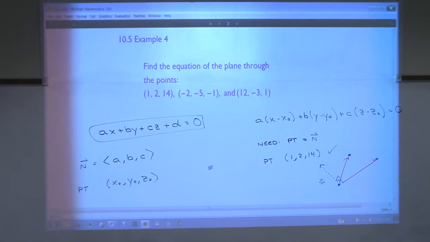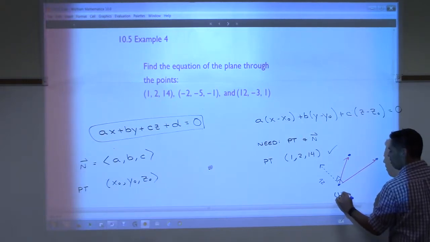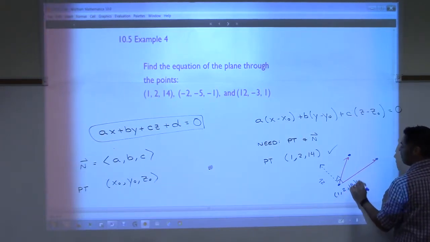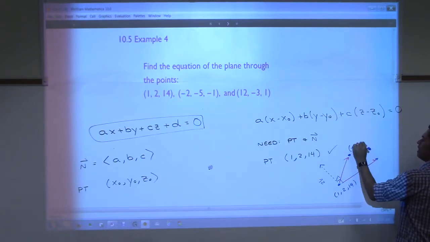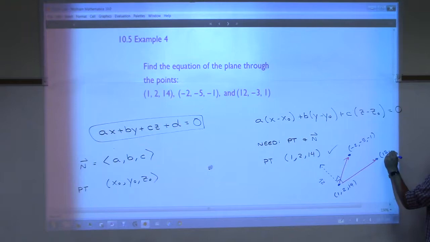All right, so let's figure out how we're going to get these vectors. We've done this already, haven't we? Yeah. So we just label the points, and it doesn't matter how you label them. So I'm going to just label this one (1, 2, 14). Label this one (-2, -5, -1). And why does it not matter how I'm labeling these? Like which is where? Why does it not matter?